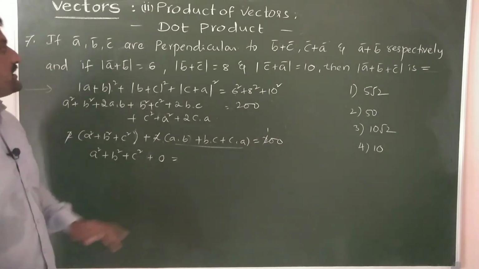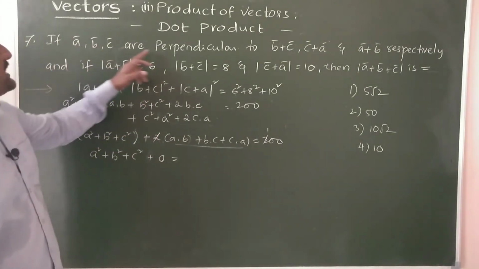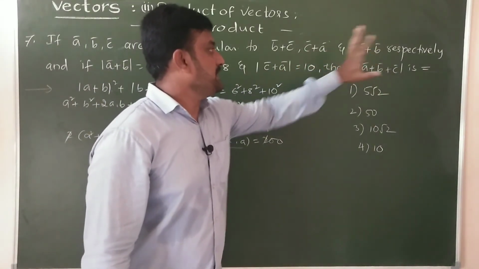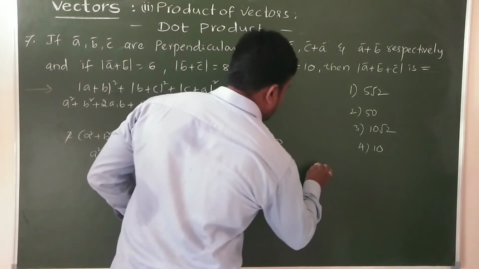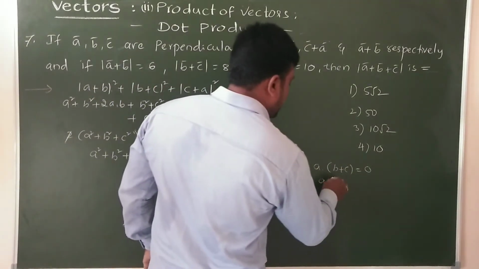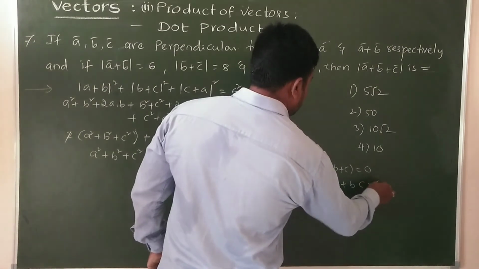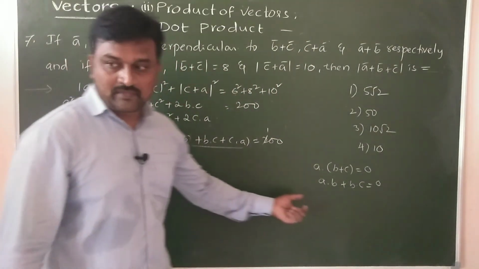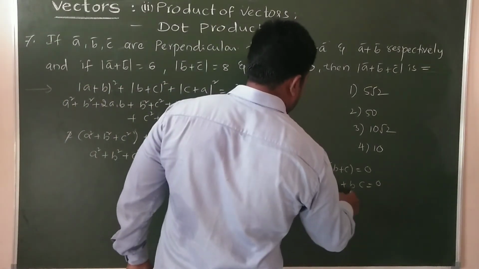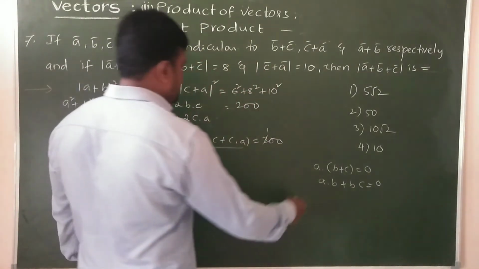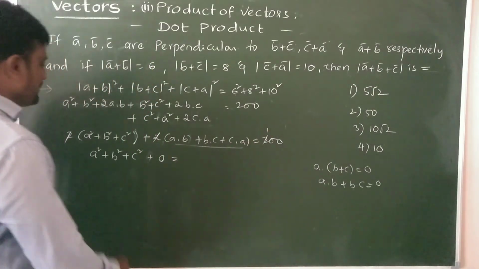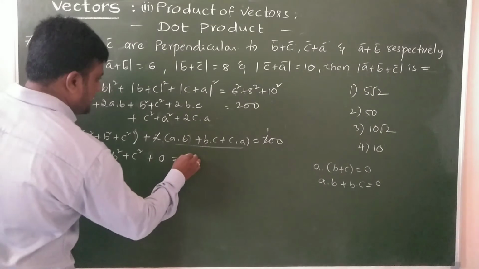Now a dot b plus b dot c plus c dot a equals 0, because it is clearly given that a, b, c are perpendicular to b plus c, c plus a and a plus b. So suppose a is perpendicular to b plus c, then a dot (b plus c) equals 0, then a dot b plus a dot c equals 0. Similarly for the remaining ones, b dot c, c dot a, and a dot b. So a dot b plus b dot c plus c dot a should be 0 definitely.